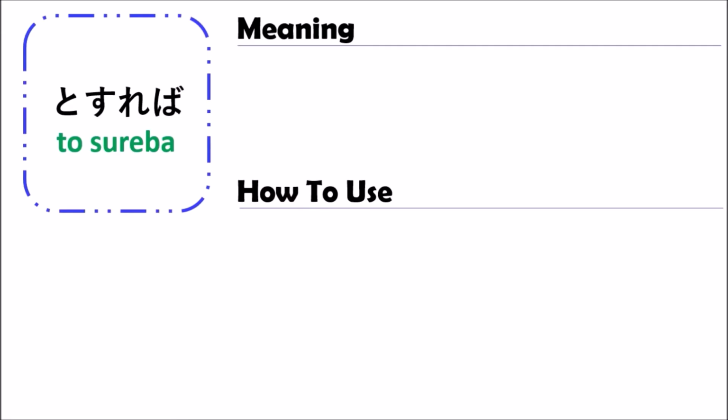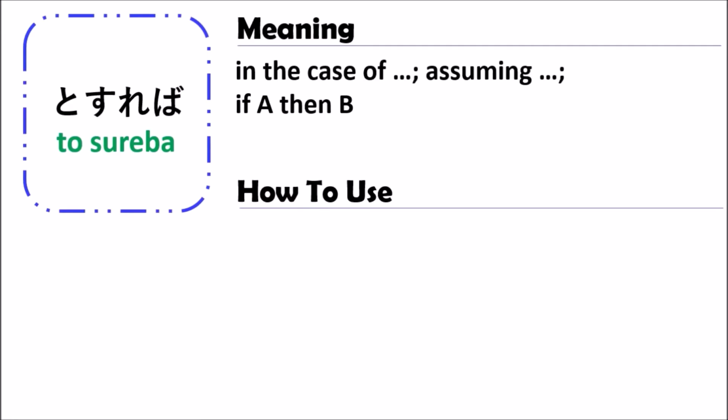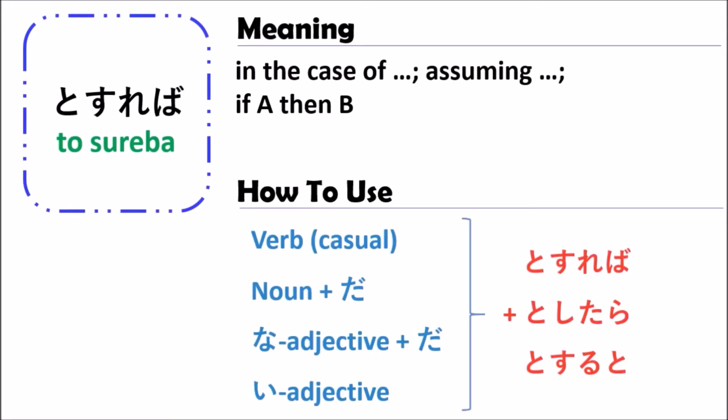The grammar of TOSUREBA has the meaning of "in the case of, assuming, or if A then B." So in Japanese, you can use TOSUREBA with the verb, the noun, and adjectives. But when you use the verb, you should change the verb to be the causal form, as you see here.